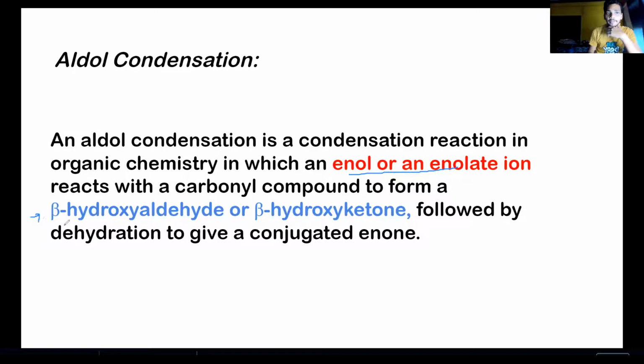The formation of what? Beta-hydroxyaldehyde or beta-hydroxyketone. We are going to talk about this part and this part in further slides in detail. So aldol condensation is a condensation reaction in which an enol or enolate ion reacts with the carbonyl compound to form beta-hydroxyaldehyde or beta-hydroxyketone, followed by dehydration to give the conjugated enone. Okay, so let's understand these reactions in a specific manner. Let's move further.